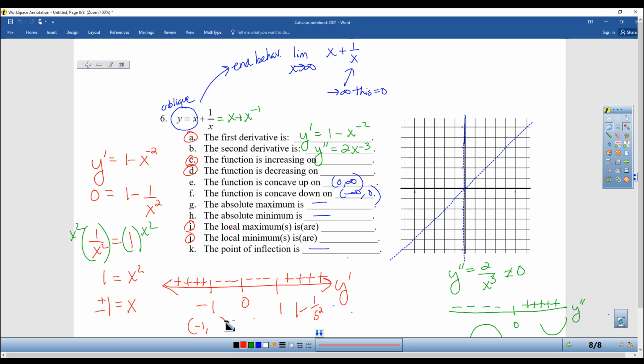So again, I need to know the y coordinate. So I use the y equation. When I plug in a negative 1, I get negative 2. And when I plug in a positive 1 into the y equation, I get positive 2. So negative 1, negative 2, positive 1, positive 2. This graph looks like this.